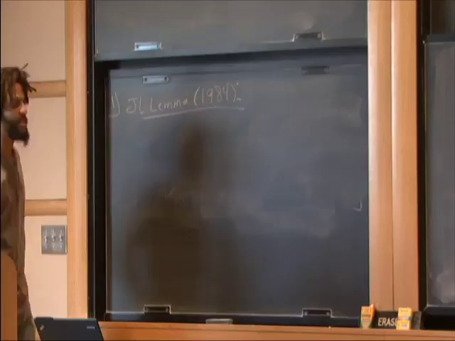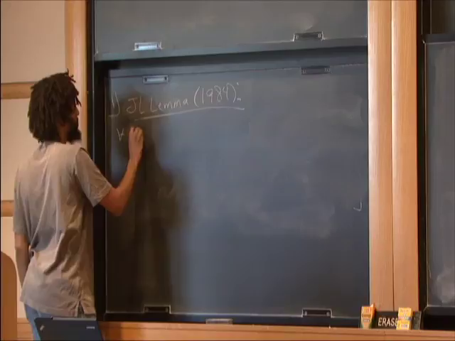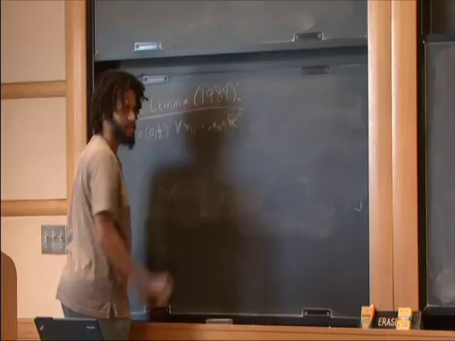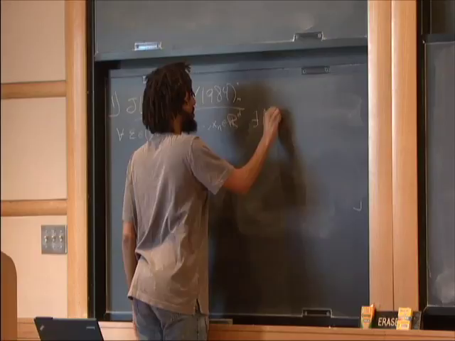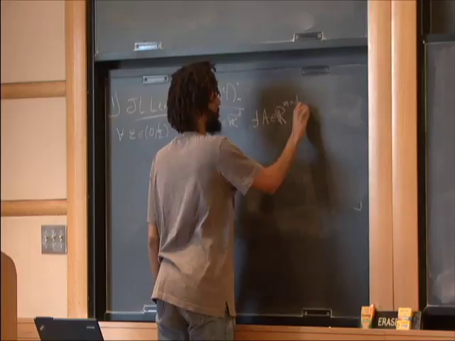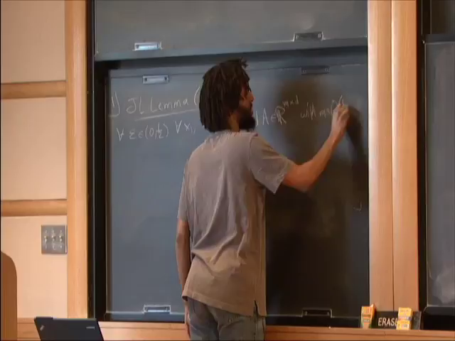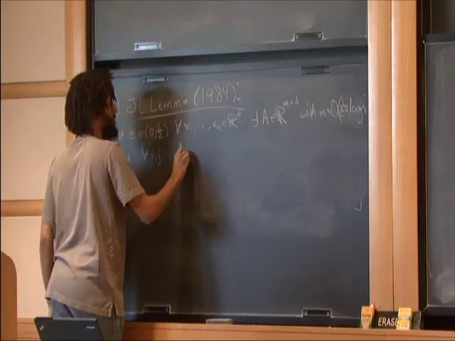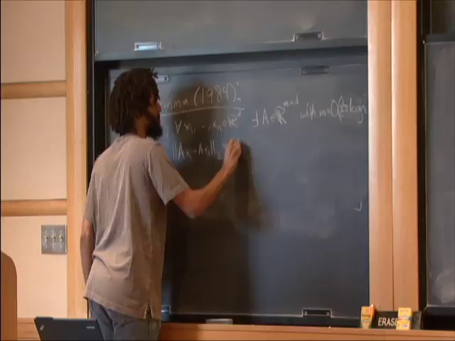Okay. It says that for all epsilon in the interval, say, 0 to 1 half, and also for all vectors x1 up to xn in R^d, there exists a matrix A, which is m by d, with m being something like 1 over epsilon squared log n. How's my font size? Can people read this well? Okay. Such that for all i, j, the norm of A xi minus A xj is 1 plus minus epsilon times what it should be.